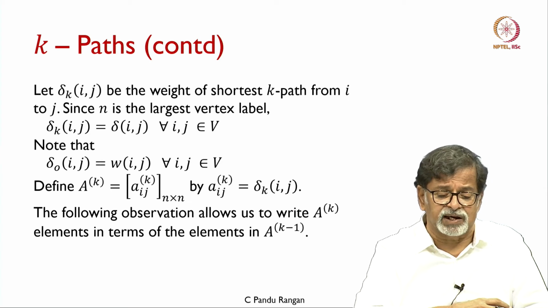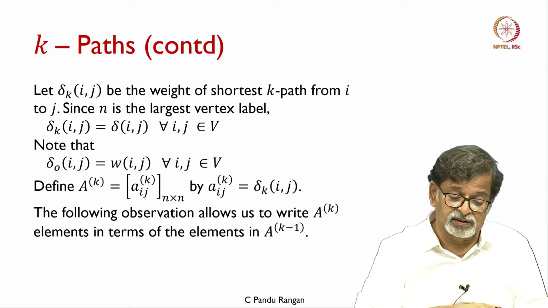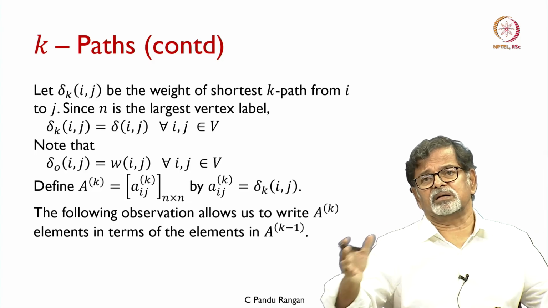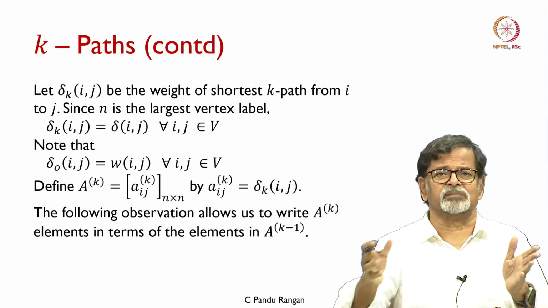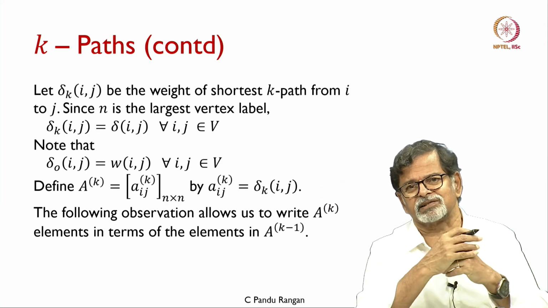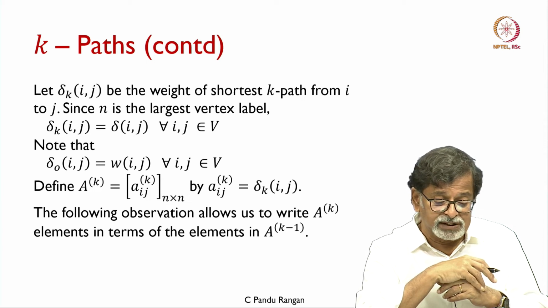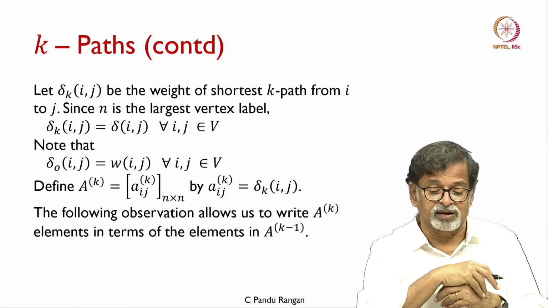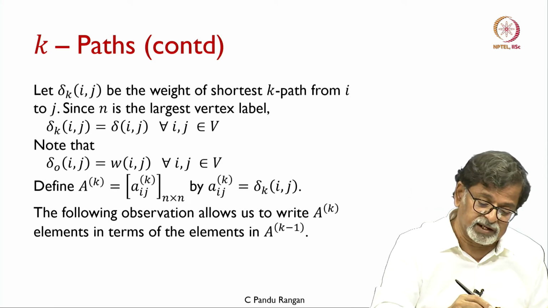So, let delta k ij be the weight of the shortest k path from i to j. Since n is the largest vertex label, the vertex set V is defined from 1 to n. So, all the intermediate vertices are obviously less than or equal to n. The largest value an intermediate vertex can have is n. Therefore, delta n ij equals delta ij for all i, j, because n is the last.